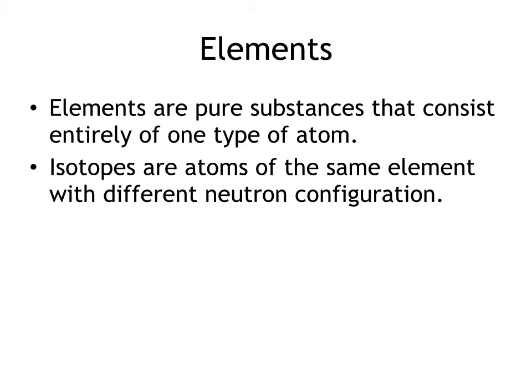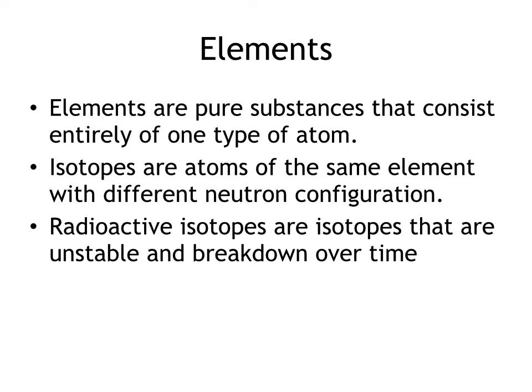Isotopes are atoms of the same element, but they have a different neutron configuration. So the number of neutrons is changed between the isotopes. Radioactive isotopes are isotopes that are unstable and break down over time.